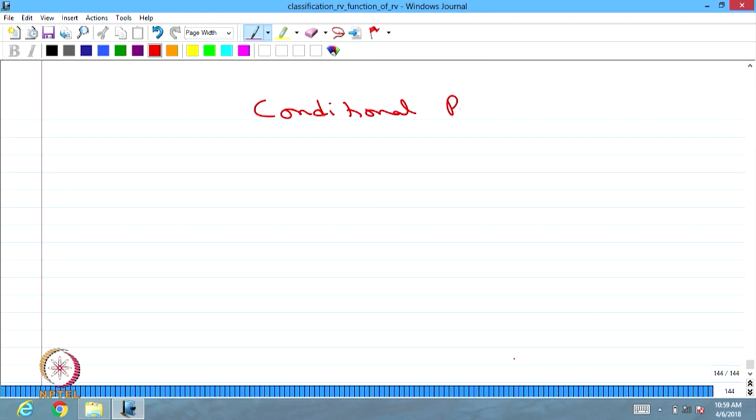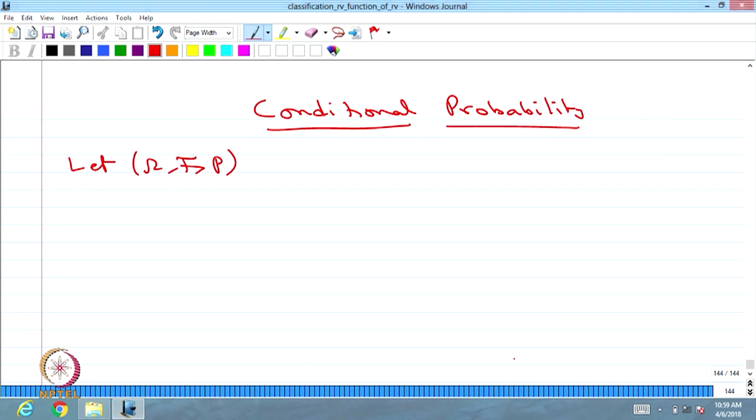Now we will move into the next topic that is called conditional probability. Let omega, capital F, capital P be a probability space. We are not making any assumption over this probability space.